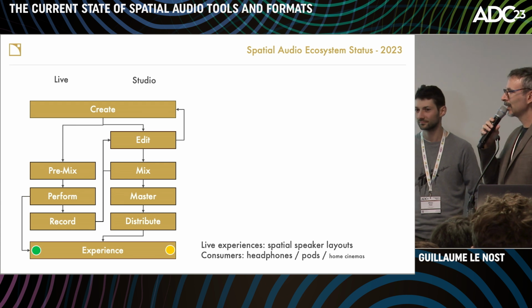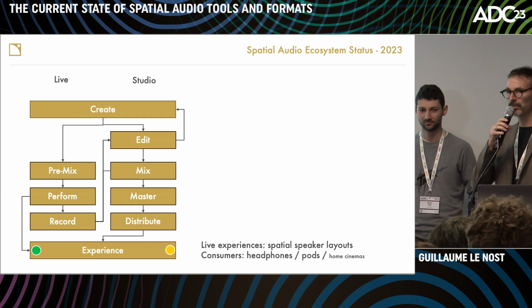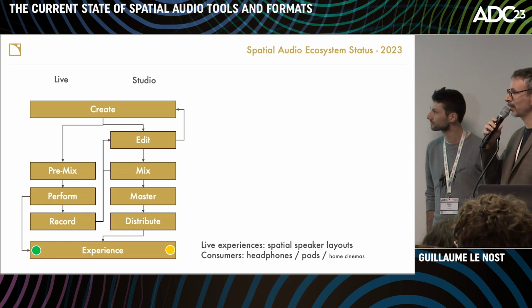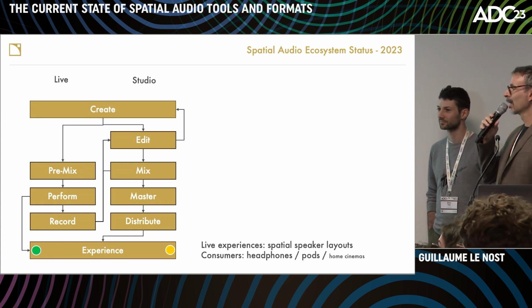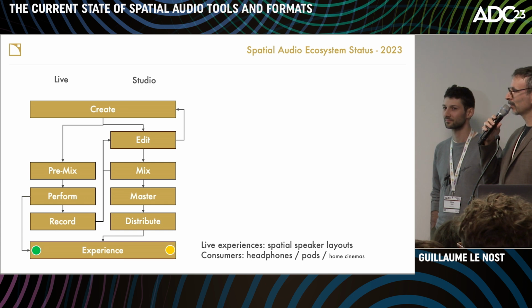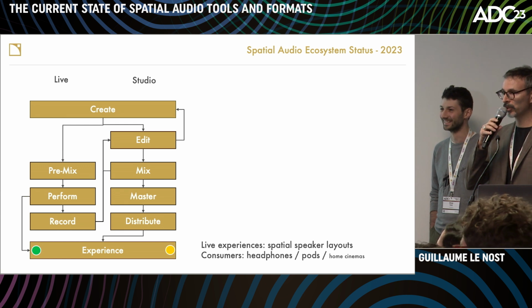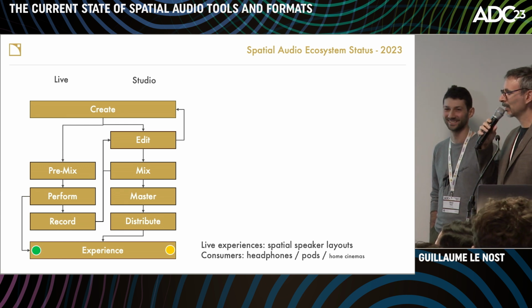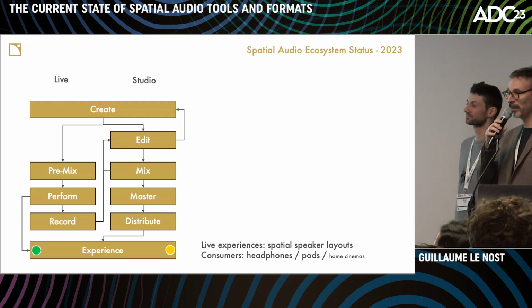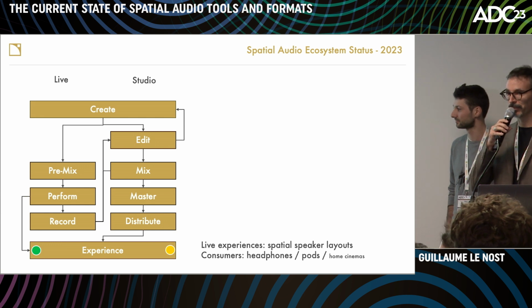So this is a very simplified, high-level overview of what we could have as a workflow. On the left, you have the live use case, and on the right, maybe the studio use case. If we look at different steps, maybe you want to create a piece or a song. If we look at the live side, we can start with preparing a show. So usually there is a pre-production, you do a premix as a sound engineer, and then there are a few performances that you can maybe record and then post-produce. And at the end, always, there is the listener experience.